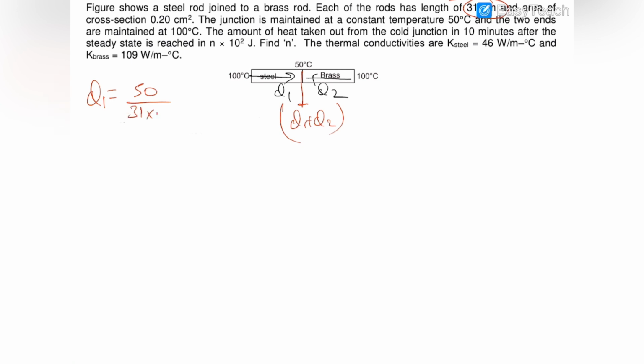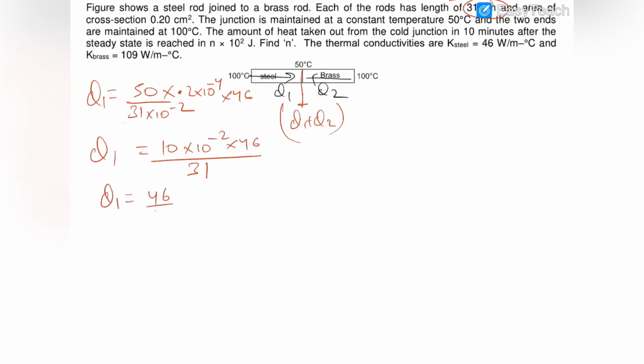So this is 31 into 10 raised to power minus 2. Area is in centimeter square, so it is 0.2 into 10 raised to power minus 4. And the K of steel is 46. So this is Q1. So Q1 is equal to 10 into 10 raised to power minus 2 into 46 divided by 31. So Q1 will be equal to 46 by 31 into 10 raised to power minus 1.